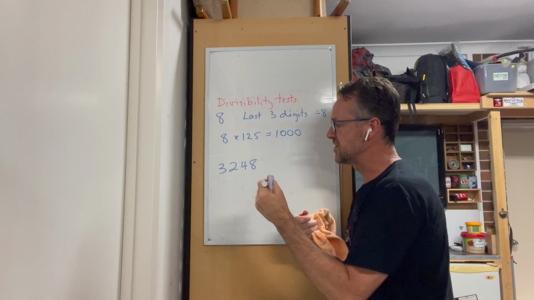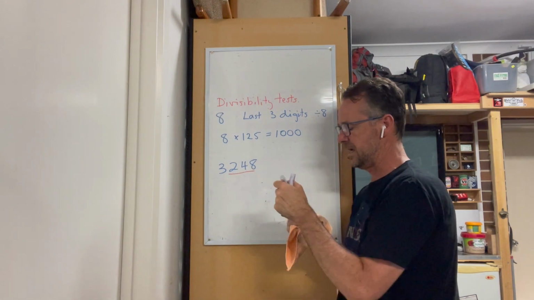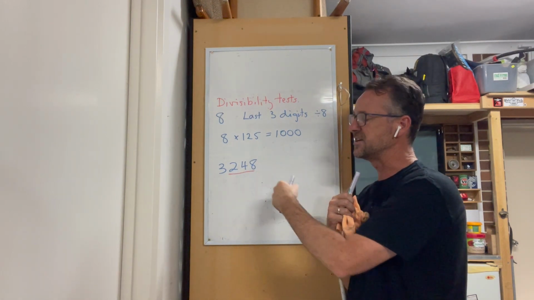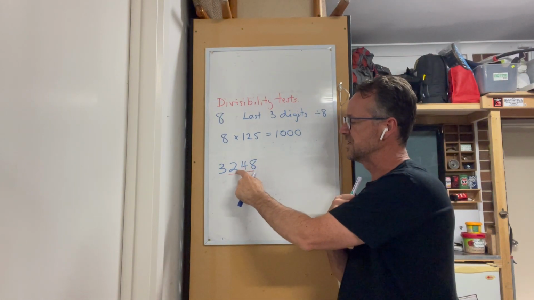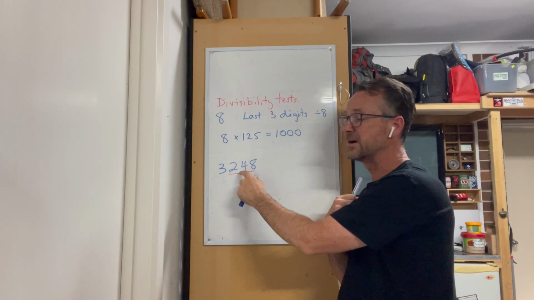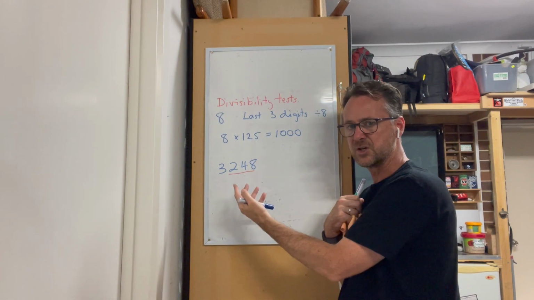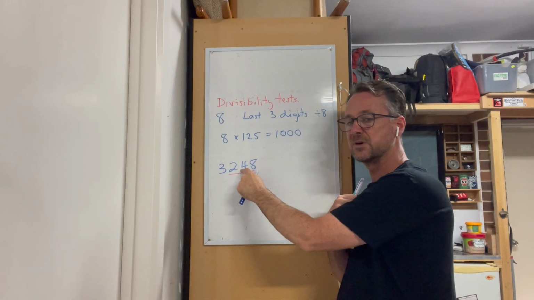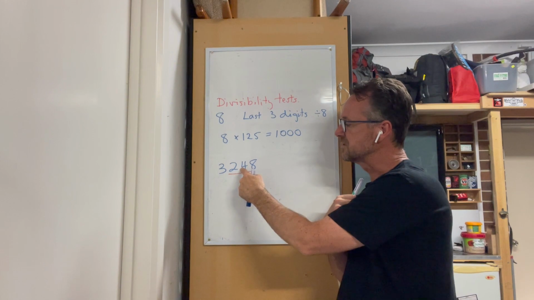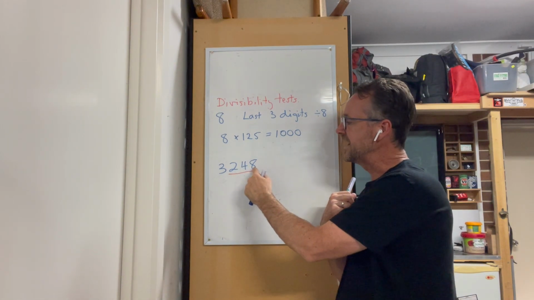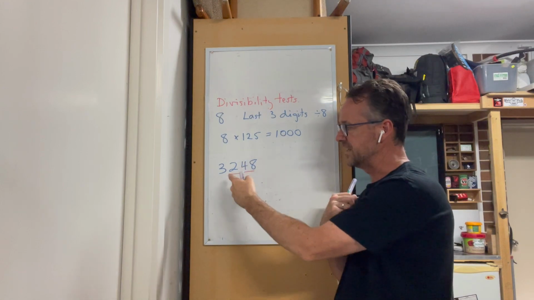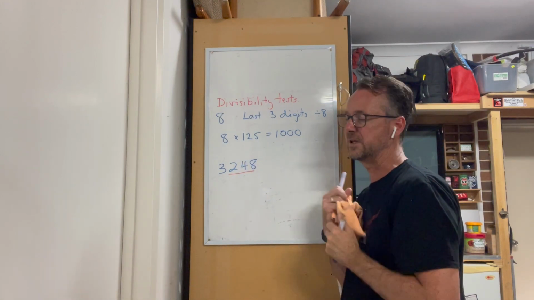We want to look at just the last 3 numbers here, and we want to see, does 8 go into those, okay? And so what I would say, I'd look at this and go, well, 8 goes into 24, okay, 3 times. So 8 goes into 240, 30 times. So it goes into 240 plus 1 more 8, so it's going to be 31. So yes, 8 goes into 248, so therefore 8 goes into 3,248.